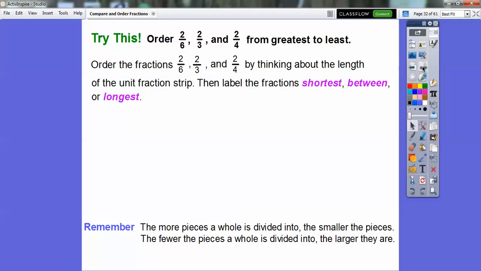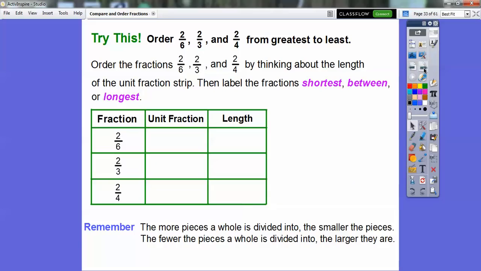Remember that the more pieces a whole is divided into, the smaller the pieces. So that means, you guys, the bigger the denominator, the smaller the pieces right here. So this one is the biggest denominator, so this is the smallest piece. This one is the smallest denominator, so that one's going to be the biggest piece.